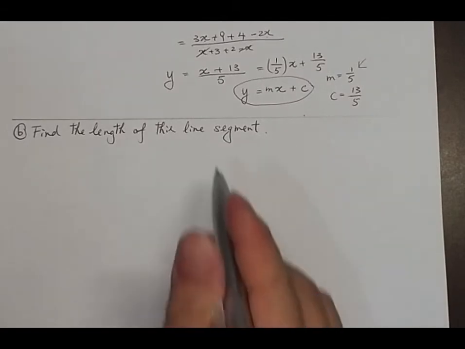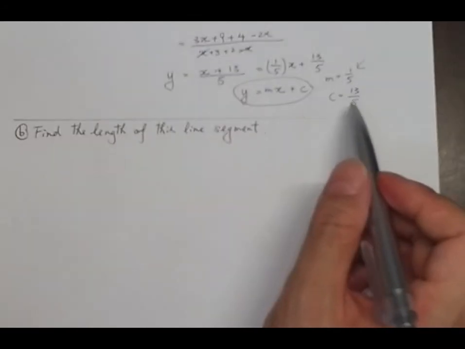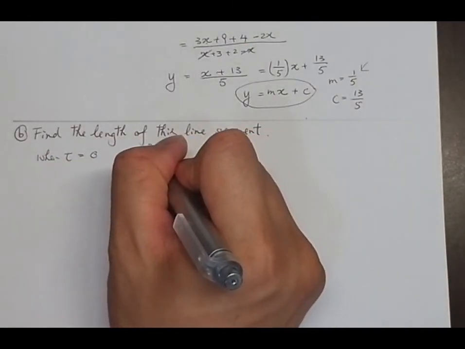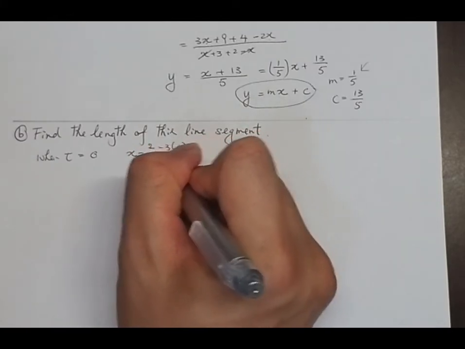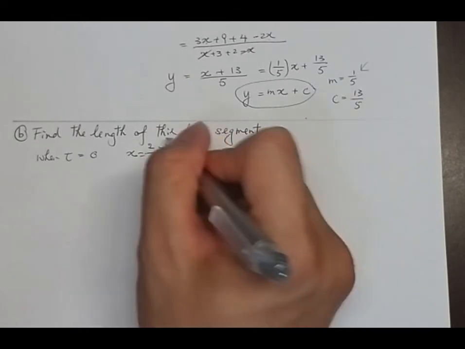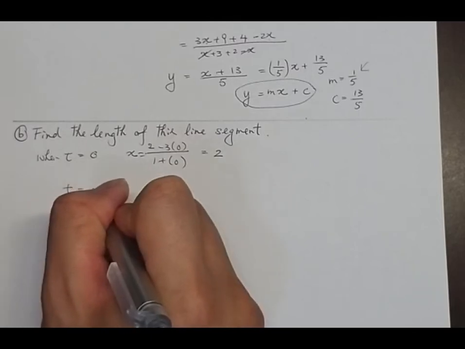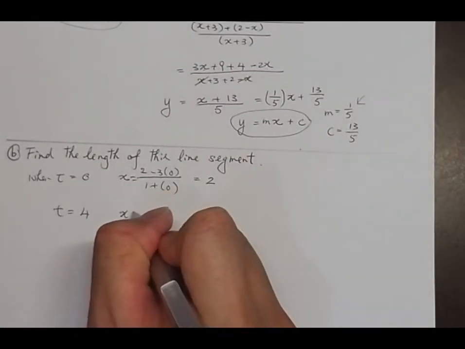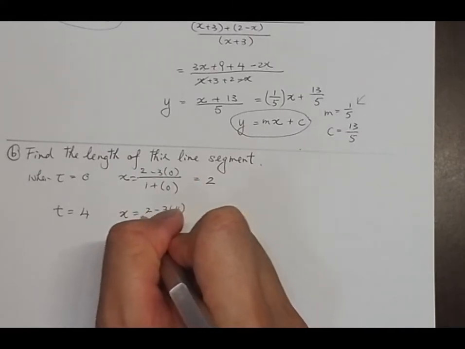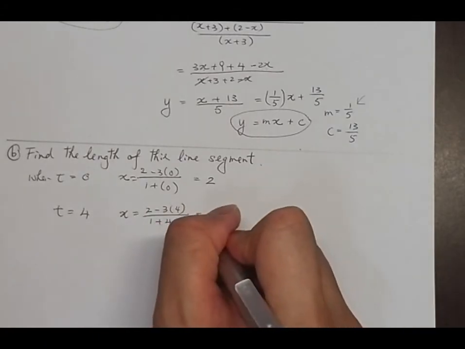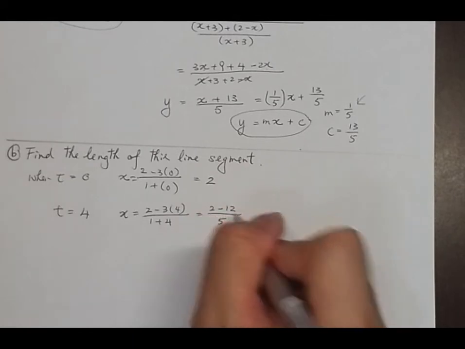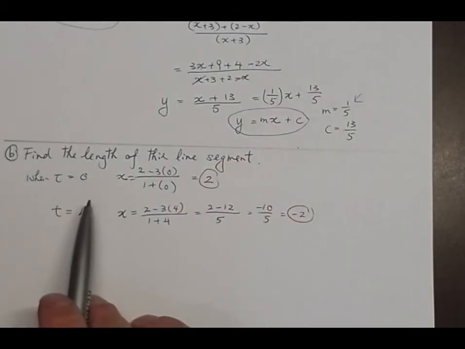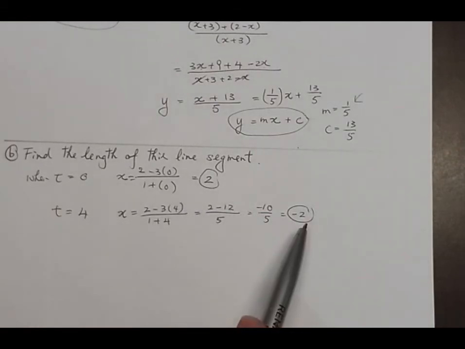So in part B, we find the length of the segment. We find the length of the segment, that means we find when t equals 0, x is equal to 2 minus 3 times 0 over 1 plus 0, so it's equal to 2. And when t is equal to 4, because the range of t is from 0 to 4, x is equal to 2 minus 3 times 4 over 1 plus 4. So it's equal to 2 minus 12 over 5. 2 minus 12 is minus 10 over 5, so it's minus 2. So we got the x coordinates is from 2 to minus 2.